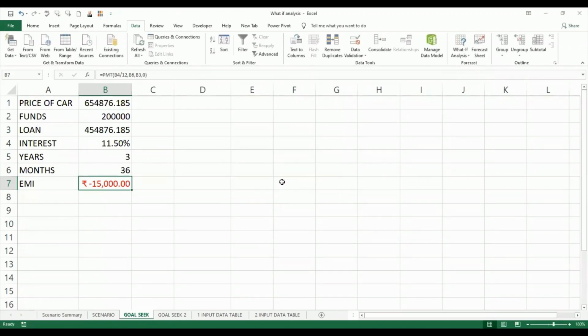If I'm paying 15,000 rupees EMI with the same duration, with the same amount of funds, 2 lakh rupees I have, my loan amount will change to 4,54,876. And my valuation of the car, which I can afford, will be 6,54,876. This is how we can calculate how we can afford to have a car based on the EMIs that I'm willing to pay.